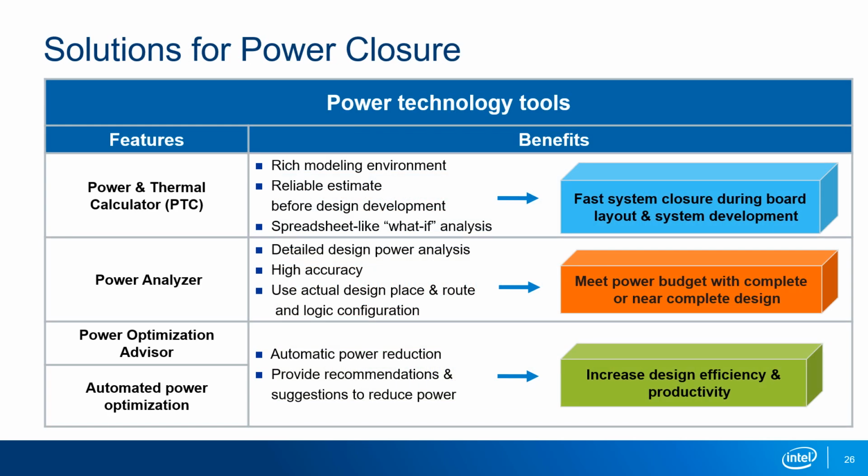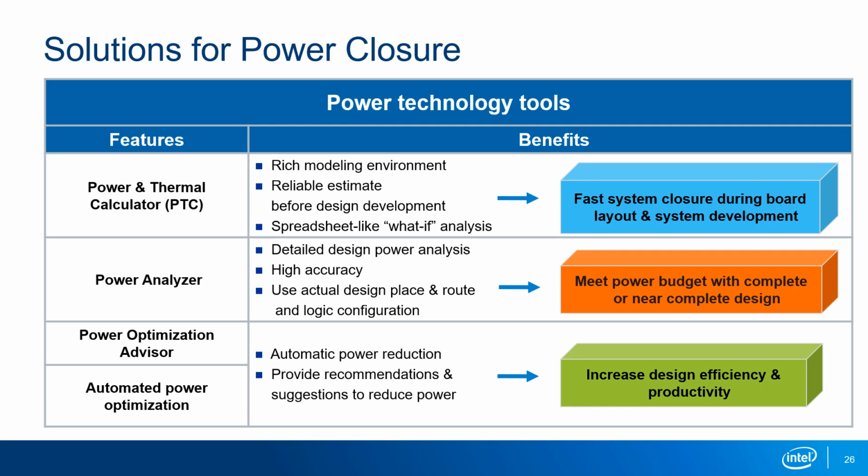Intel FPGA provides the tools you need to close power in your system. At any point in the design cycle, use a power and thermal calculator, or the PTC, to model your power requirements and calculate what kind of cooling solution is required for your design. The PTC is an easy-to-use spreadsheet-like what-if analysis environment that can be used as a standalone tool or while using the Intel Quartus Prime software. With the information reported by the PTC, you can choose and start designing the system power supplies and the cooling solution, meeting the need of having fast system closure.